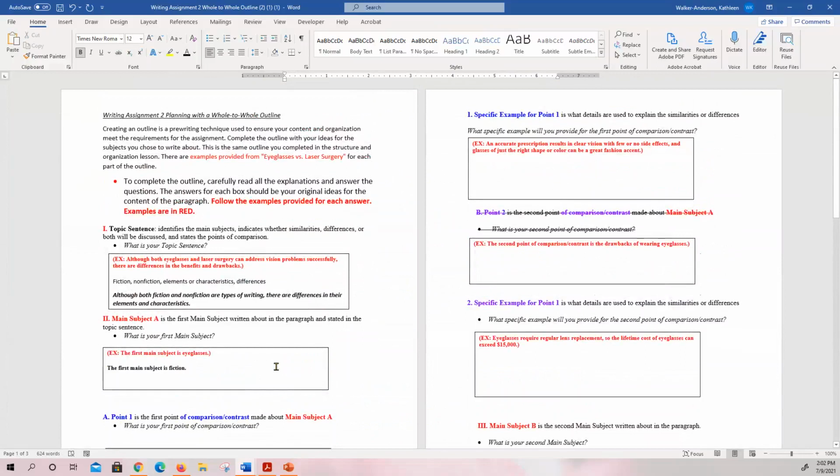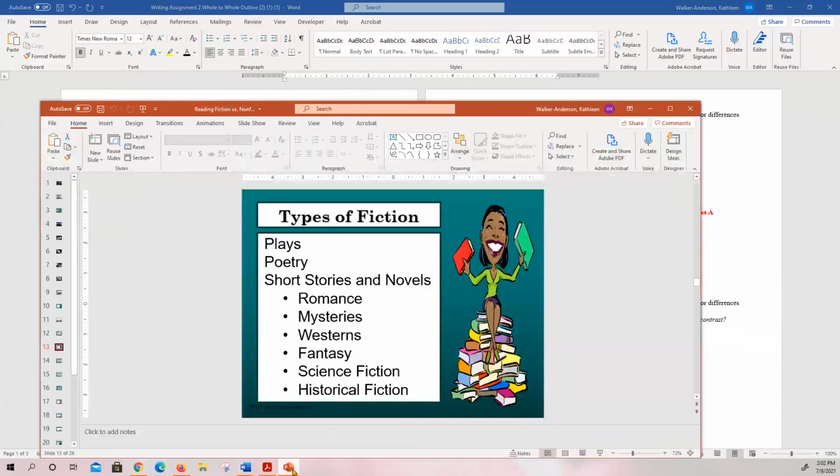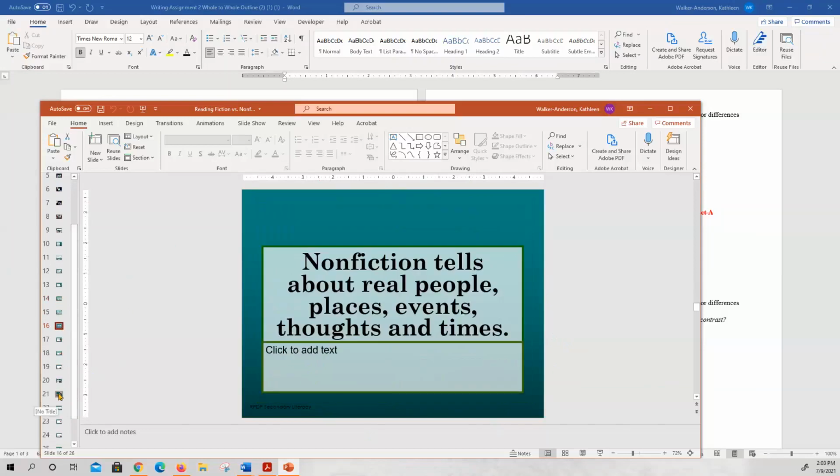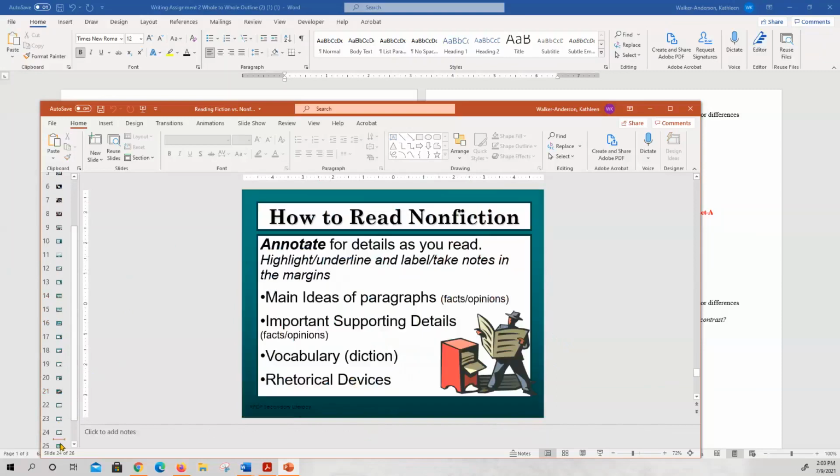Okay, so now I have characteristics or elements of fiction, but now I need specific examples of what those are. Well, what is in the lesson are the characteristics of fiction. Now, these are types of fiction, so you can't do this. What I want you to scroll down to, look here, elements of fiction. Fiction has plot, flashback, foreshadowing, characters, dialogue, setting, conflict. Well, I'm not going to be able to write about all of these things. But what I want to do is look at the elements of nonfiction to see which examples are going to work the best that I can pull. So let me go down to nonfiction. I'm just going to scroll through the slide till I find those elements.